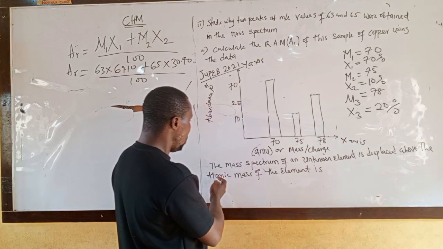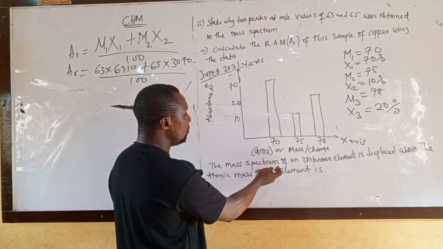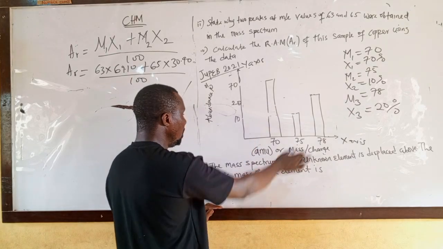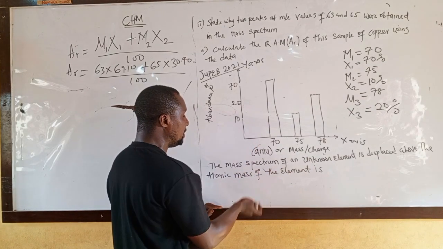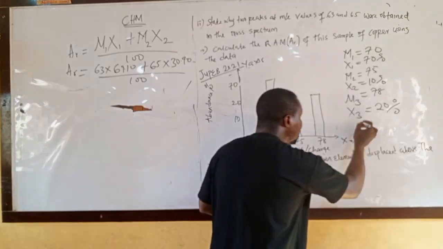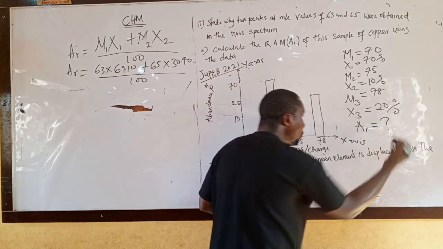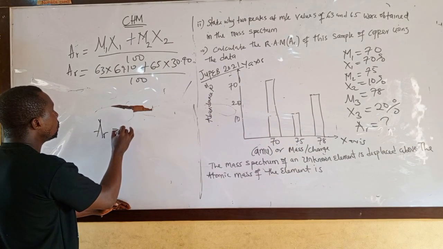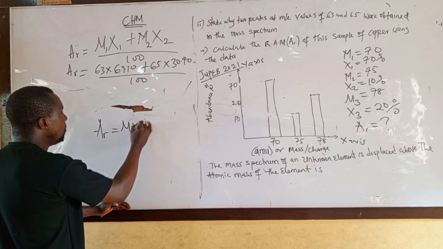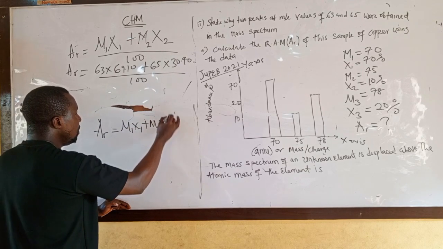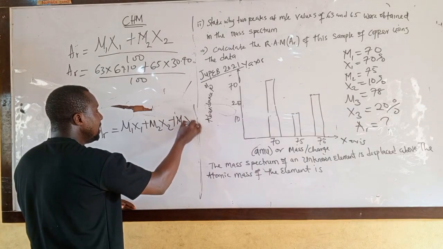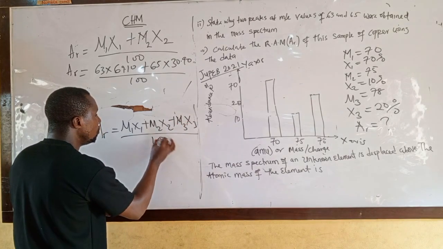Then they say the mass spectrum of an unknown element is displayed above. The atomic mass of the element, that is the relative atomic mass. Which formula? The same way, AR equals M1 S1 plus M2 S2. This one we have 3 isotopes, plus M3 S3, over 100.